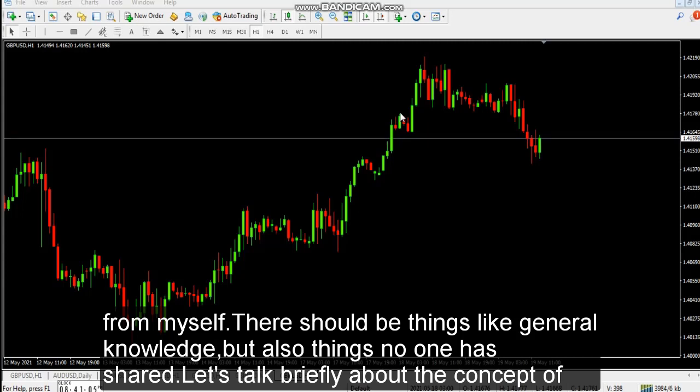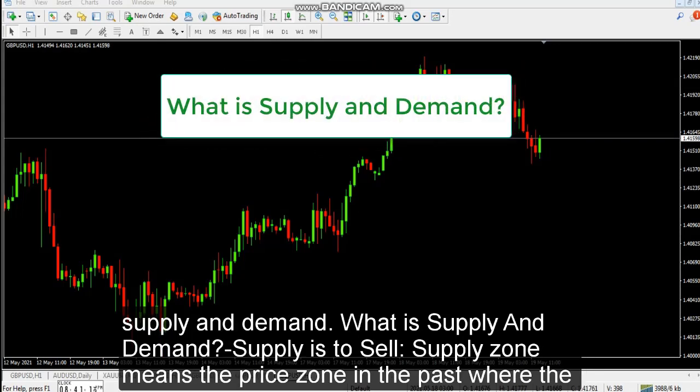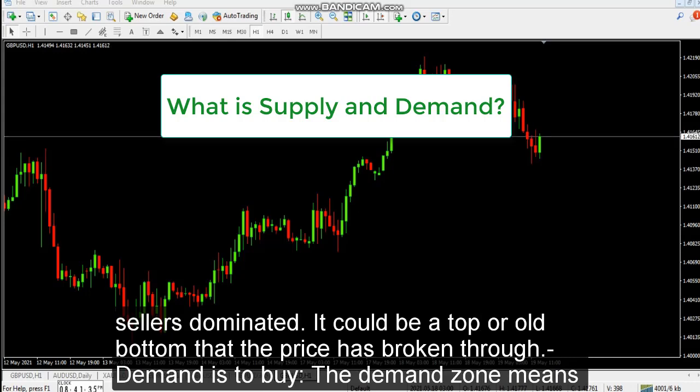Let's talk about the concept of supply and demand. What is supply and demand? Supply is to sell. Supply zone means the price zone in the past where the sellers dominated. It is the area where the price stopped at the top and then the price dropped.